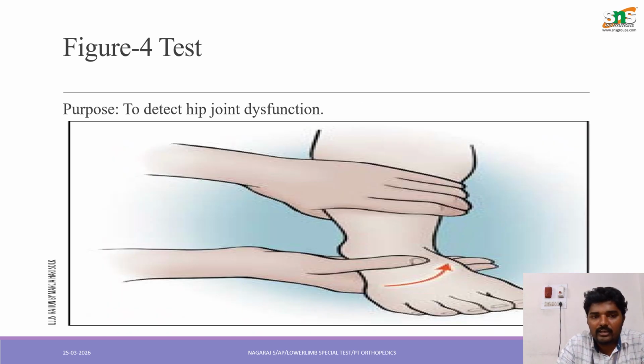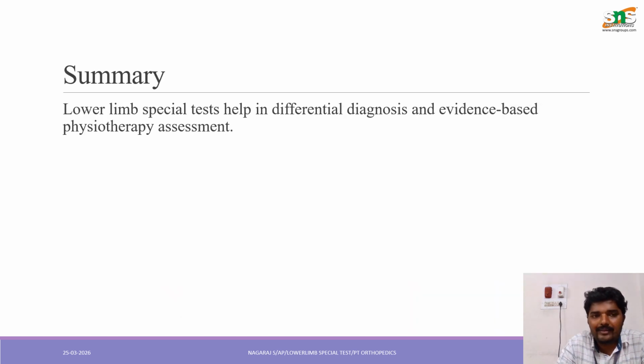The Figure 4 test is mainly to detect hip joint dysfunctions. So, in summary, the lower limb special tests for differential diagnosis are very evidence-based physiotherapy assessment tools. Okay. Thank you.